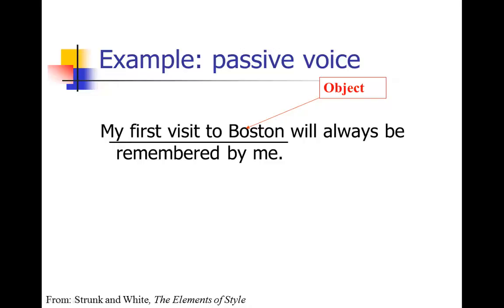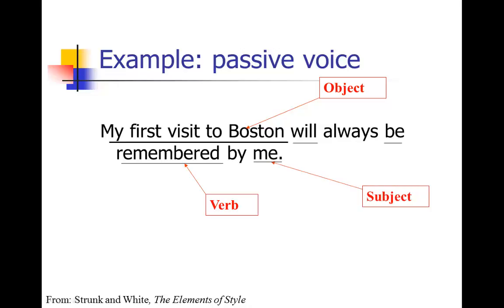Then you get a passive verb. And again, you can recognize the passive verb because you have a form of the verb to be. So we've got will be. And then you've got the past tense of the verb that takes the object. So that's the remembered. So here's the verb. And then you get the subject at the end of the sentence. That's me, right? The subject is me in this sentence. So we get object, verb, subject.